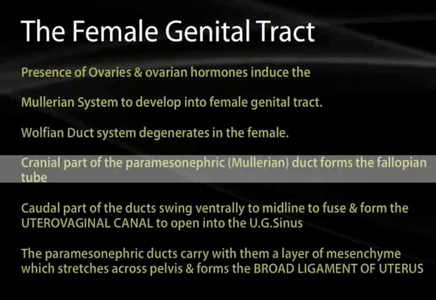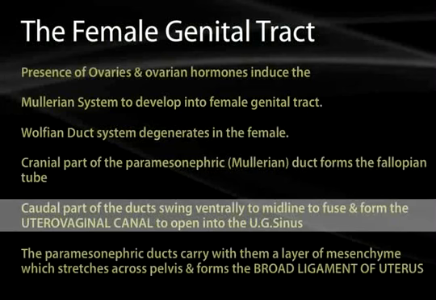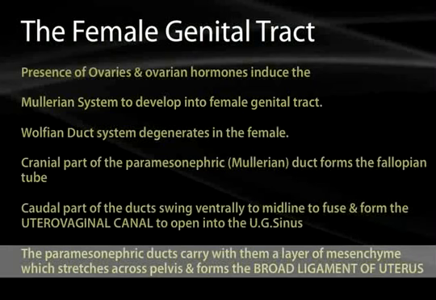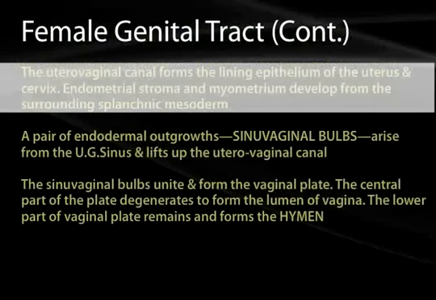The cranial components of the paramesonephric duct will form the fallopian tube. The more caudal portions of the duct should fuse together and form the uterovaginal canal, and that will open up into the urogenital sinus. The paramesonephric ducts will carry with them a layer of mesenchyme, which is going to stretch across the pelvis and form the broad ligament. So as those paramesonephric ducts move towards the midline, they'll pull that peritoneum with them, forming the broad ligament as it fuses around and together.